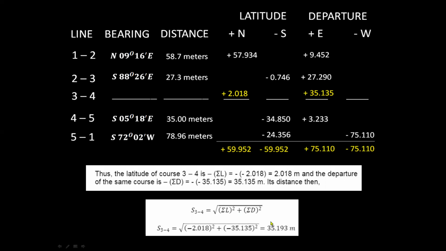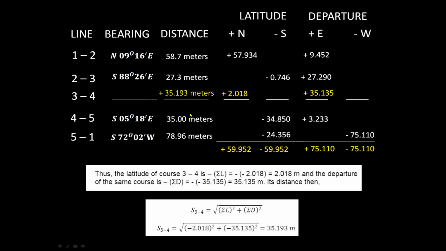Okay? So how do we calculate? Summation latitude square plus the square of summation departure and extract the square root of their sum. We have this now our S3-4, meaning this is the distance what we have to determine or we are looking for. So the obtained value is 35.193 meters. Ibig sabihin, ang line 3-4 ng ating course in that piece of land is equal to 35.193 meters.